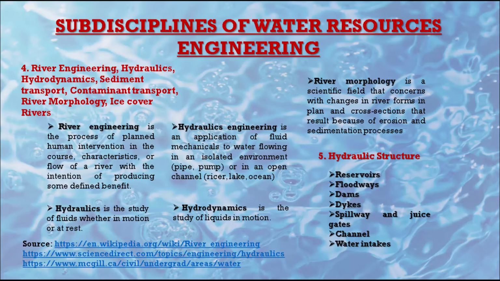The next subdiscipline is river engineering, hydraulics, hydrodynamics, sediment transport, contaminant transport, river morphology, and ice cover rivers. So what does river engineering mean? It is a process of planned human intervention in the course, characteristic, or flow of a river with the intention of producing some defined benefits.